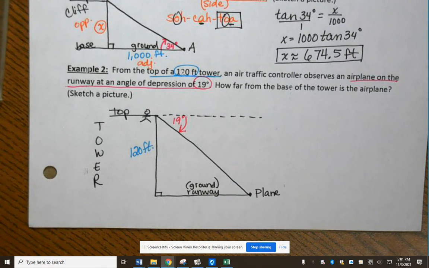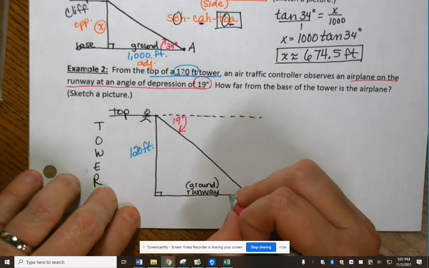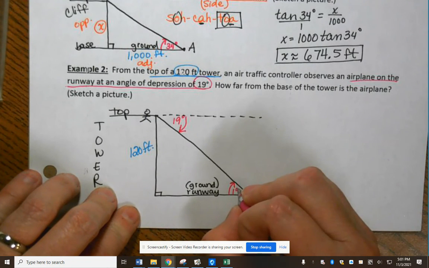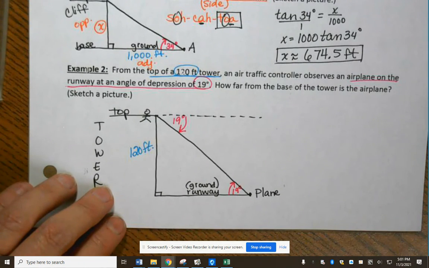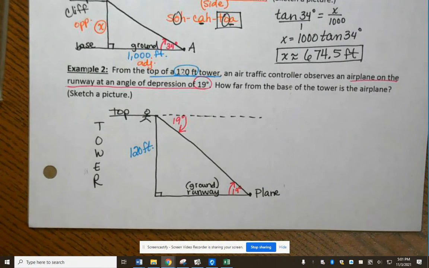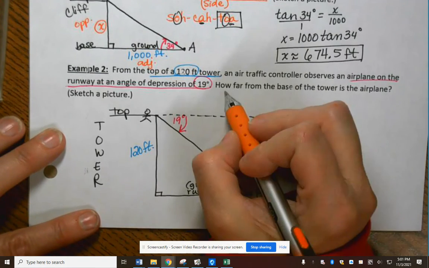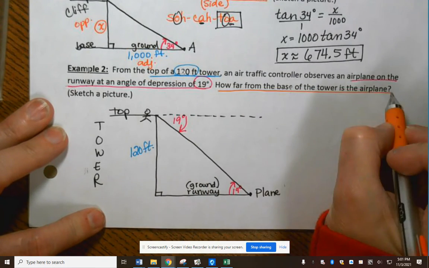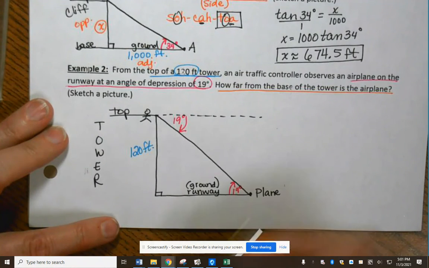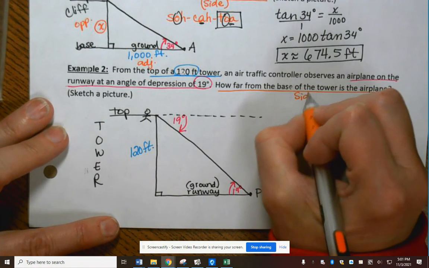But thinking about what we said earlier, the angle of depression and angle of elevation are congruent. So I always draw my triangle like this. So I'm going to put that 19 degrees inside my triangle here. They're the same value. And then what we are looking for is how far from the base of the tower the airplane is. So we are looking for a side.